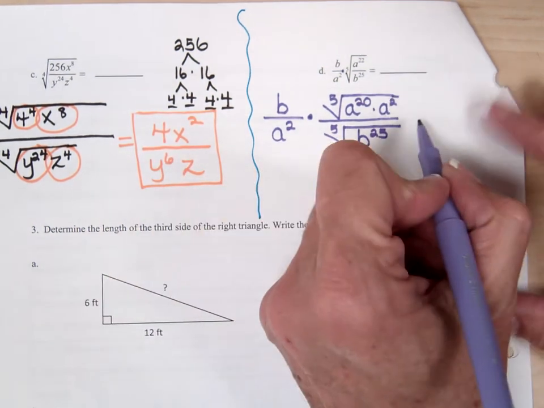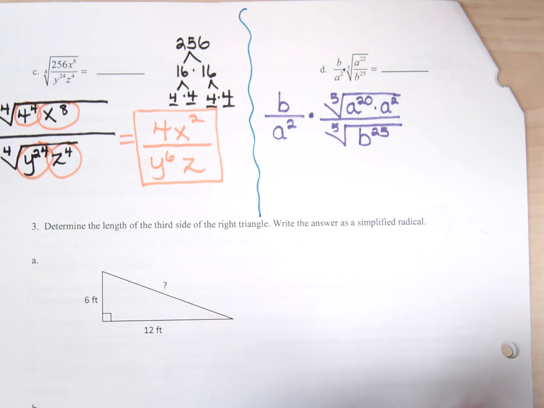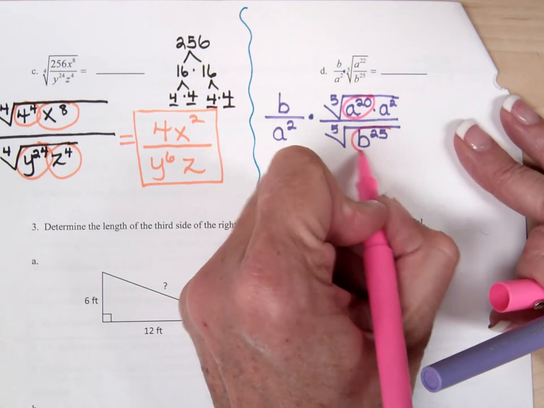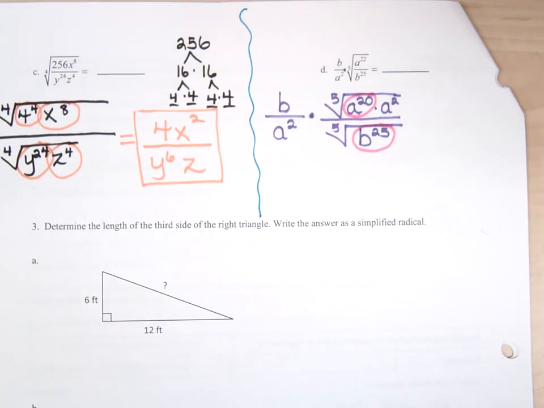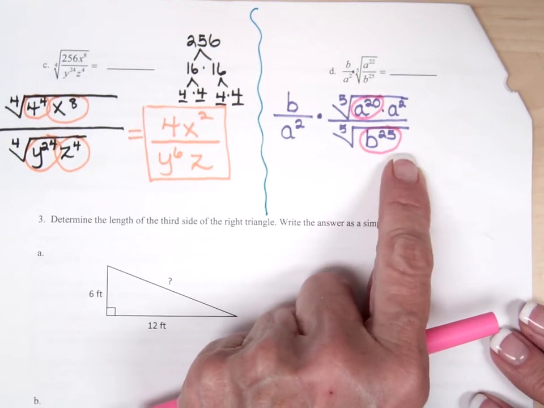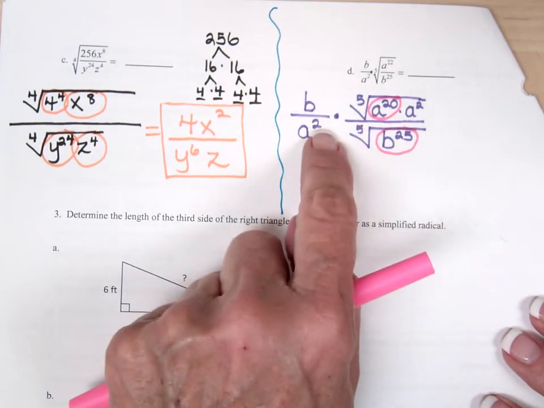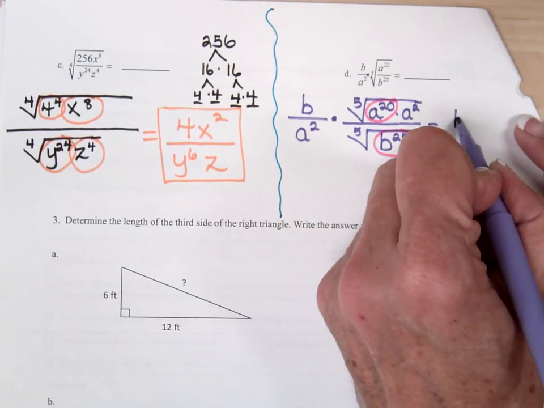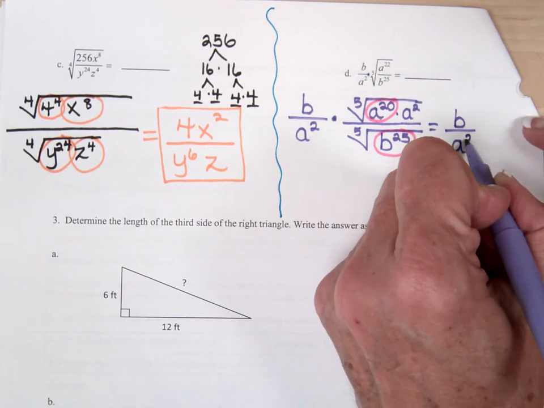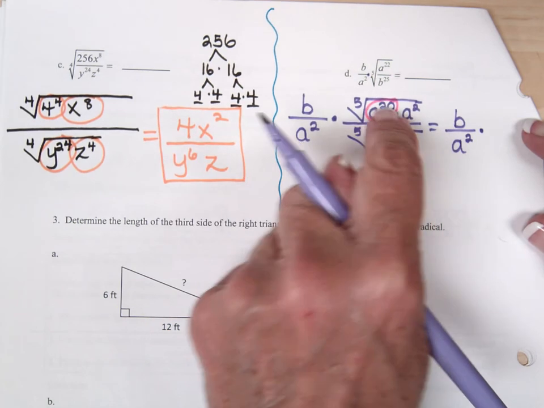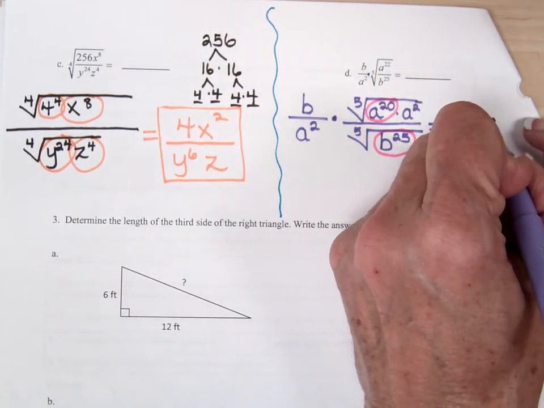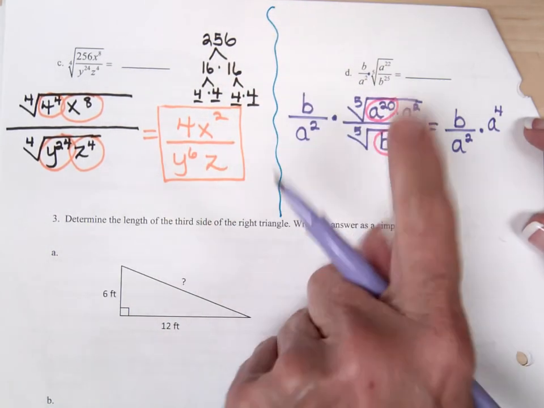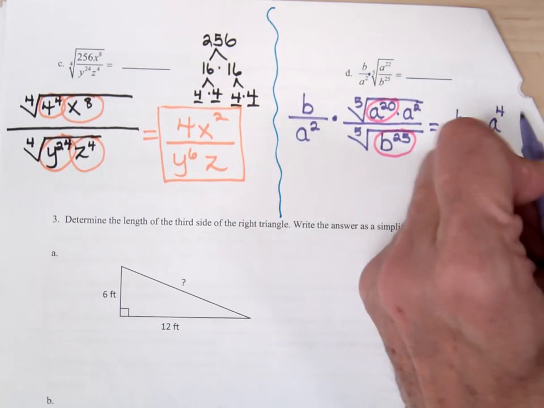So this leaves me, let's circle all of the perfects. So this one's perfect because it's divisible by 5. This one's perfect because it's divisible by 5. And can you all tell by looking there won't be a radical in the denominator anymore? Because once that comes out, that will leave nothing inside. So this turns into b over a squared times 20 divided by 5 is a to the fourth. That comes out because it's perfect. This has to stay under, so that'd be fifth root of a squared.